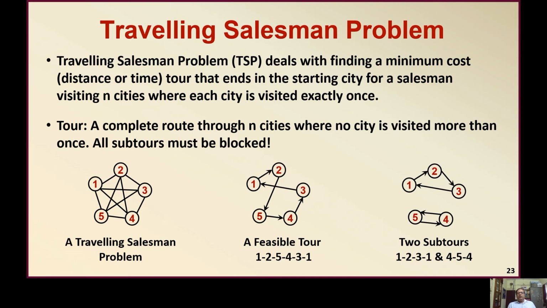But suppose you go 1 to 2 to 3 and to 1, or 5 to 4 and back from 4 to 5, then you don't get a tour. So that's not a traveling salesman problem solution. See, many real life problems can be solved with the help of the traveling salesman problem. There are lots of very, very interesting examples.